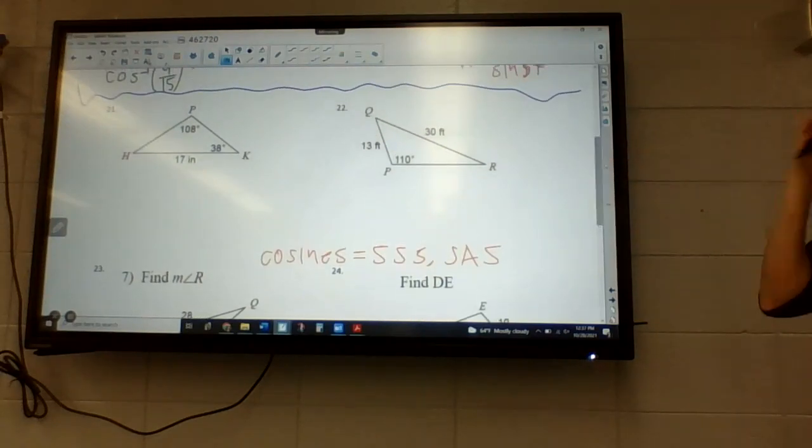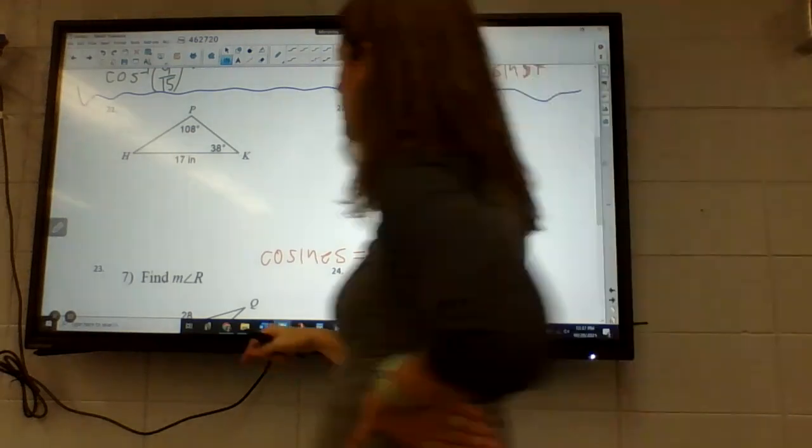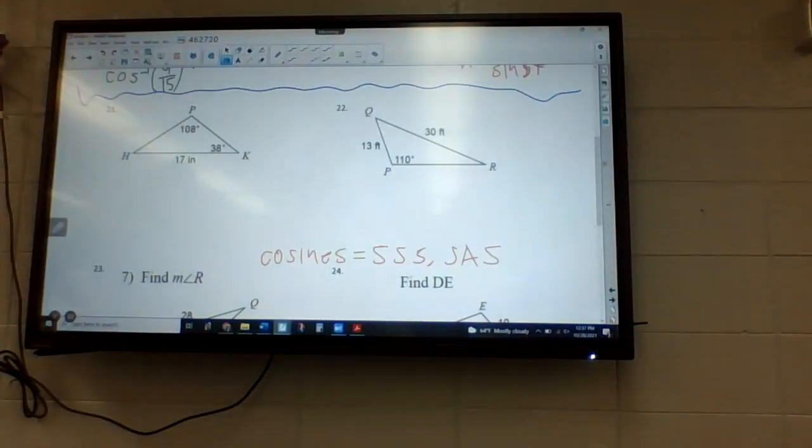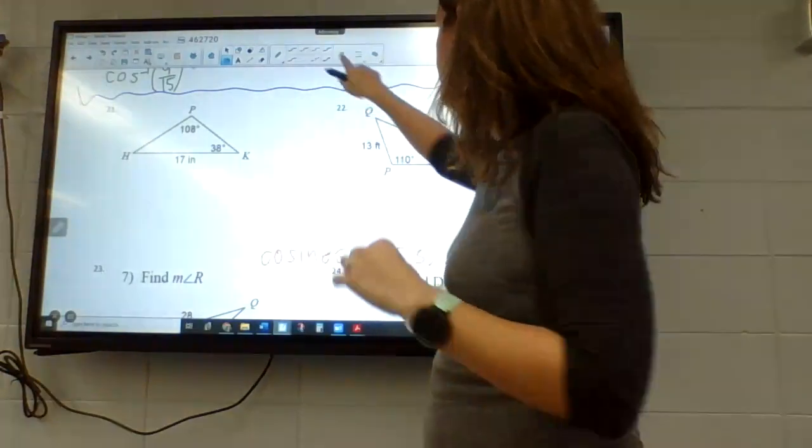So we'll do law of sines here. Do you want one where you have to find the angle or the other side? Angle's a little bit tougher. Should I do that? Yeah. Okay.